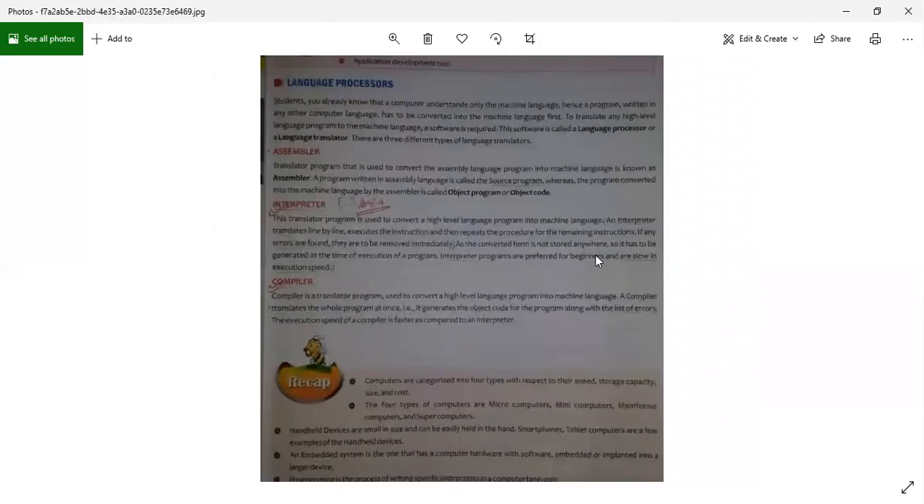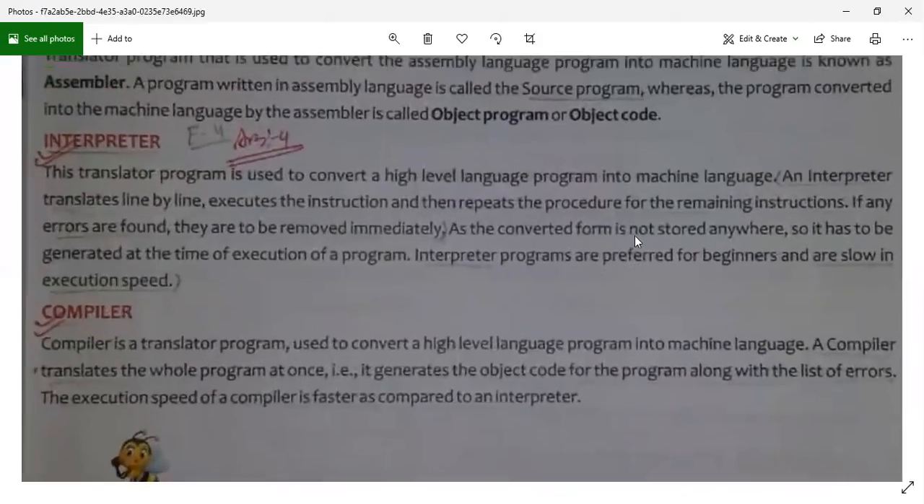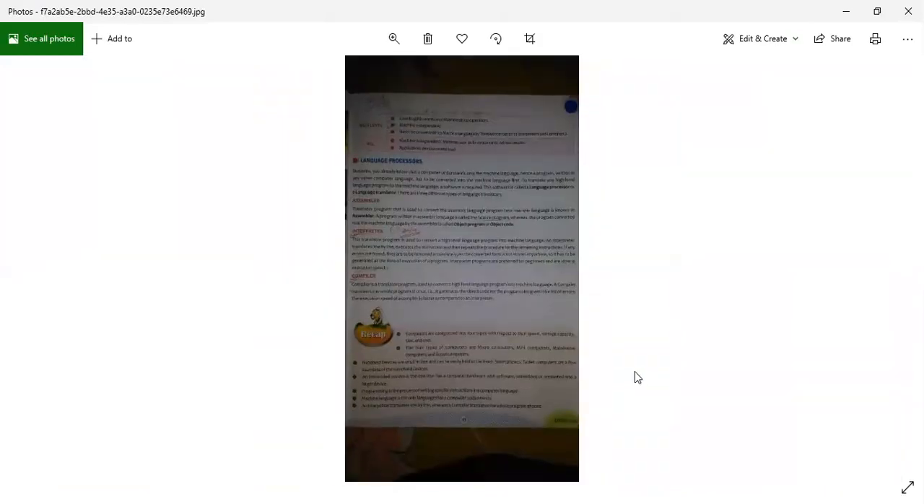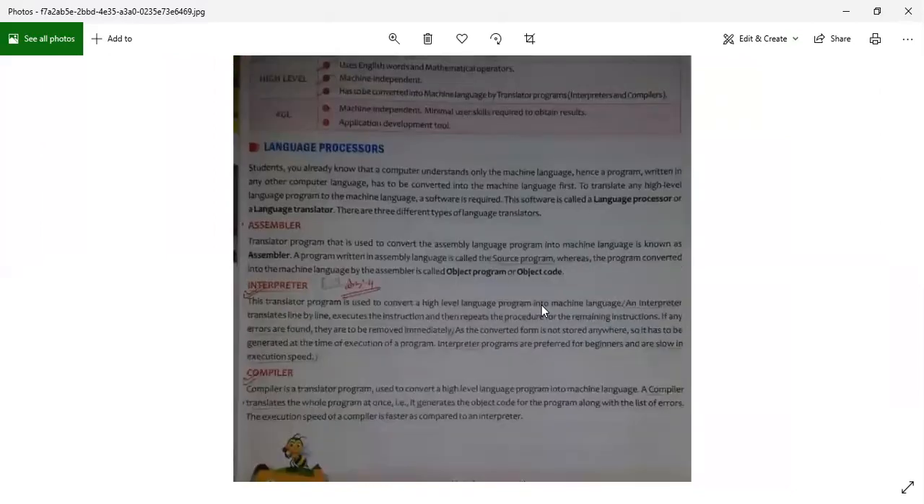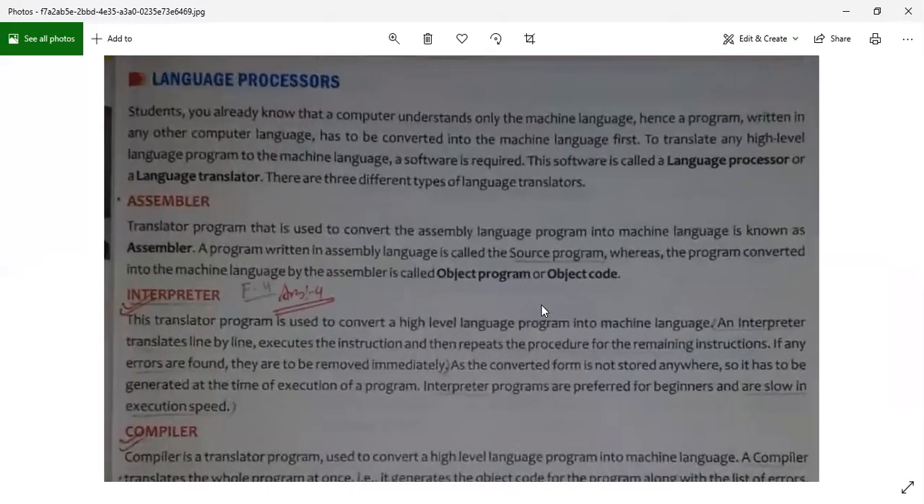Okay. Now let us go ahead and read about language processors. So what are language processors? Let's go ahead and read them. They're very easy to understand. Students, you already know that a computer understands only machine language. So computer can understand only machine language. Hence, a program written in any other computer language has to be converted into a machine language first.